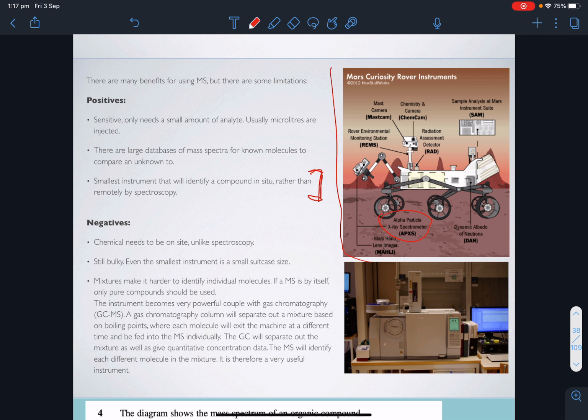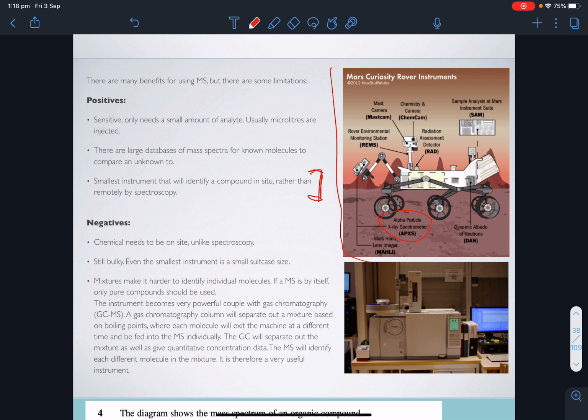A good example of that is we could take the Earth's atmosphere as a sample, and we can shine a laser light through it up to a satellite or down from a satellite, and we can look at absorption through our atmosphere and measure the concentrations and what molecules are in our atmosphere. And that's happening all the time, of course. So that's what I'm trying to contrast it with there. We've got some spectroscopy techniques that we don't need the molecule to be on site for. Okay, they're still bulky. Even the smallest instrument is about suitcase size. So they're not perfect. No, they are perfect. They're wonderful machines.